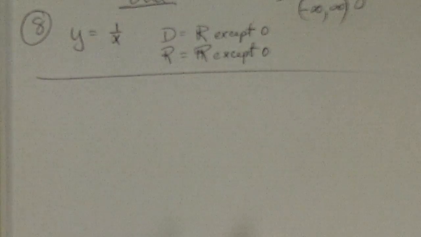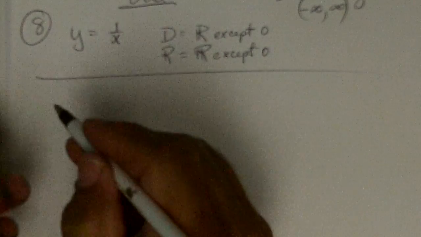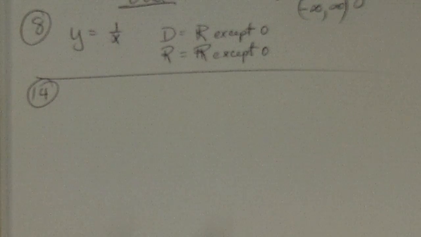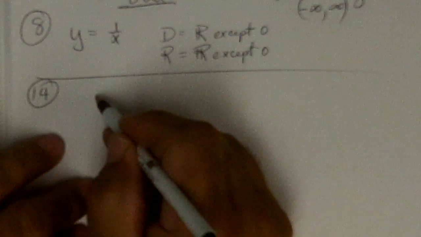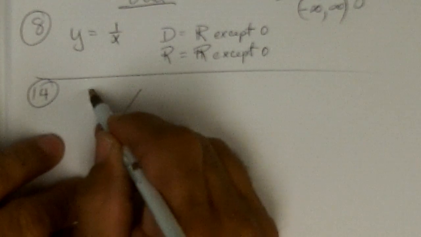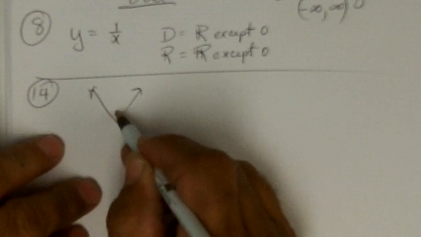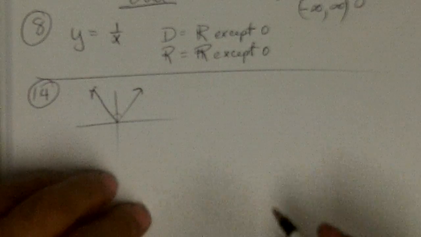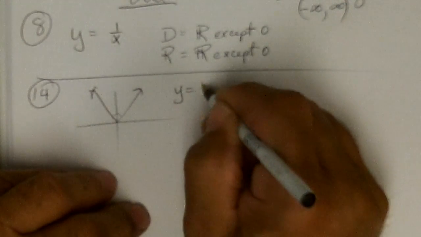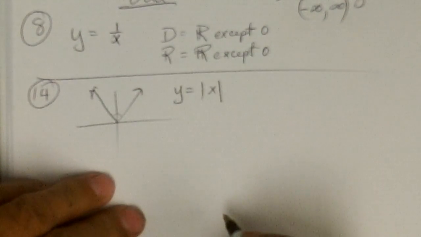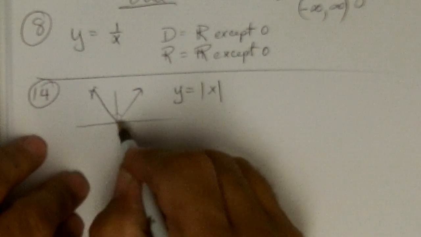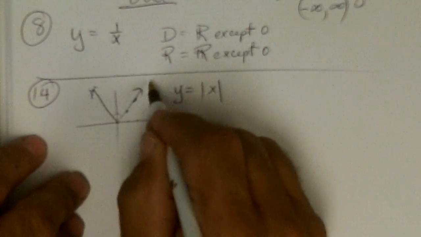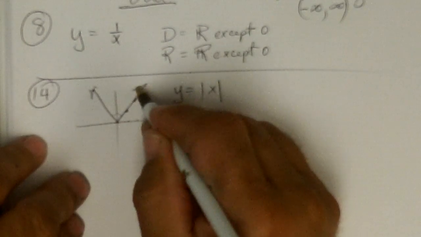And now we do number 14. On 14, we're supposed to identify the function that looks like this. Well, the function that looks like that is y equals the absolute value of x. Let's see how that works. The absolute value of 1 is 1. The absolute value of 2 is 2. The absolute value of 3 is 3. And so it's steadily going up.